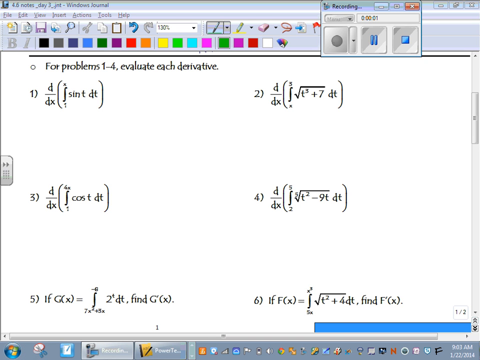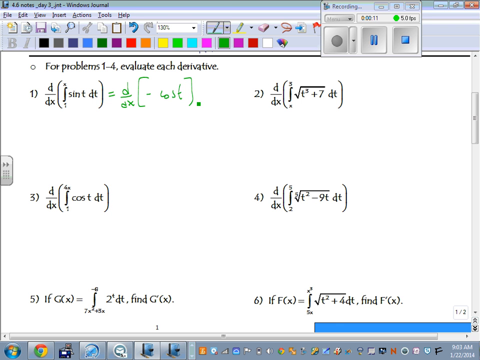So for number one, we're going to start off doing the antiderivative. So antiderivative of sine is negative cosine. Then we're evaluating that from 1 to x. So we're taking negative cosine of x minus negative, so plus cosine of 1.